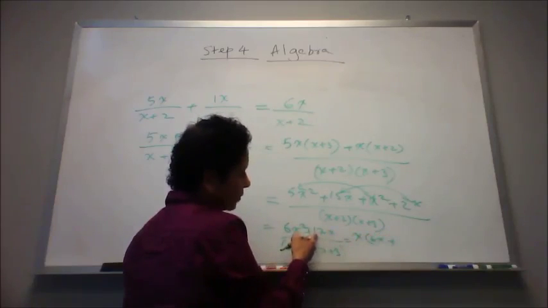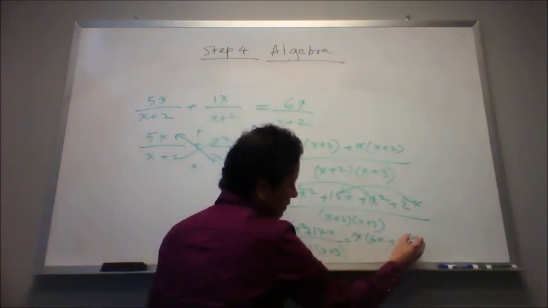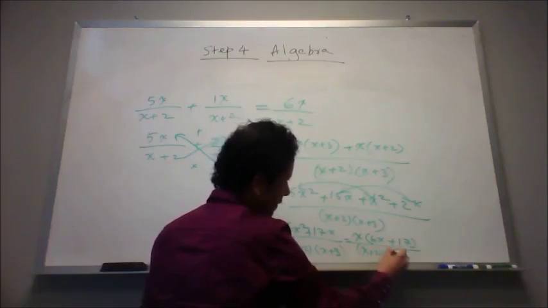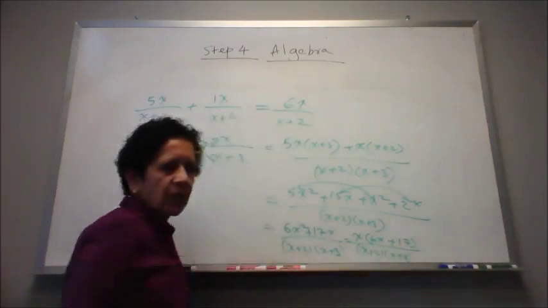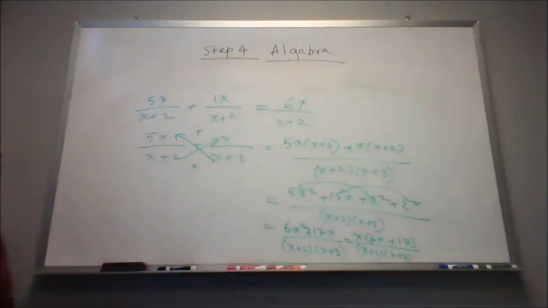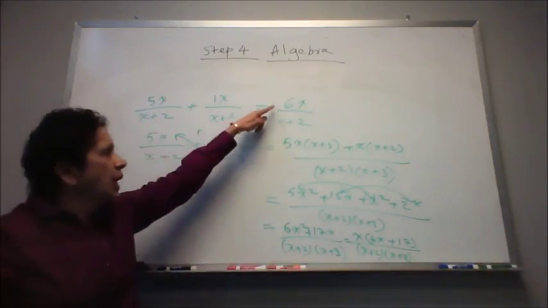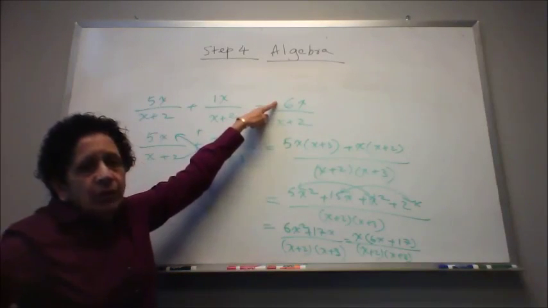And if I've taken out x, so leftover 17, then divided by x plus 2 times x plus 3. So that's the answer, okay? So when the denominator is exactly the same, you just add the two numerators. That's all you need to do.